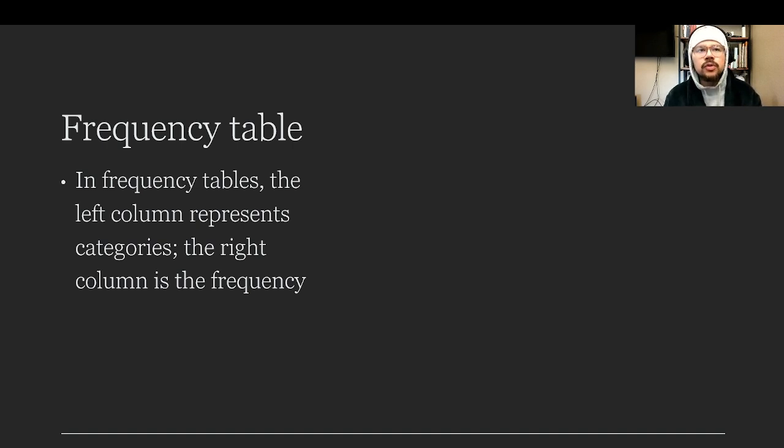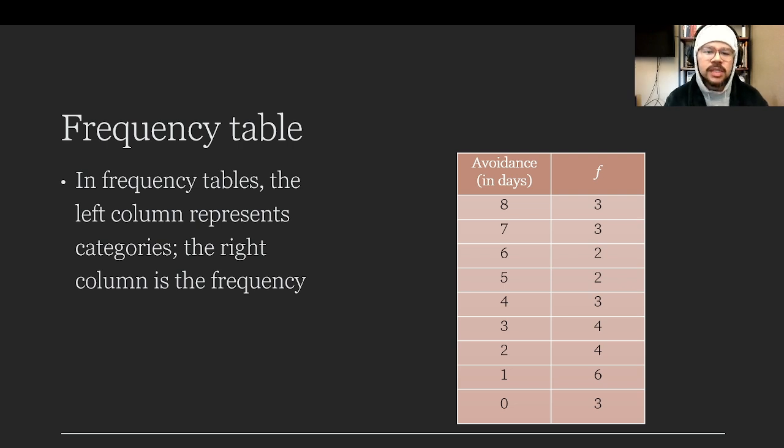But I wanted to show you an example of a frequency table and then juxtapose that against another type of representation of data, a slightly different form, but a form that is particularly important because not all tables are necessarily constructed the same. So, with frequency tables, the left column represents categories, the right column is frequency.